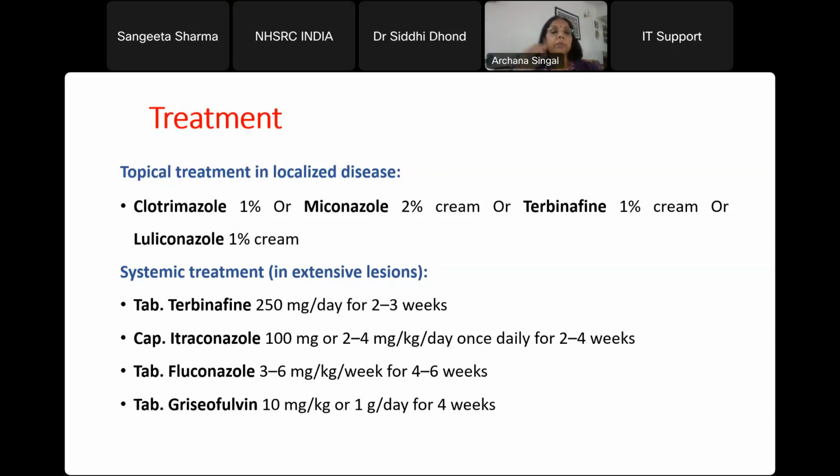And griseofulvin, but griseofulvin only if it is a micronized formulation. If it is a macronized formulation, the dose is very high and it causes hepatotoxicity and agranulocytosis. Next.